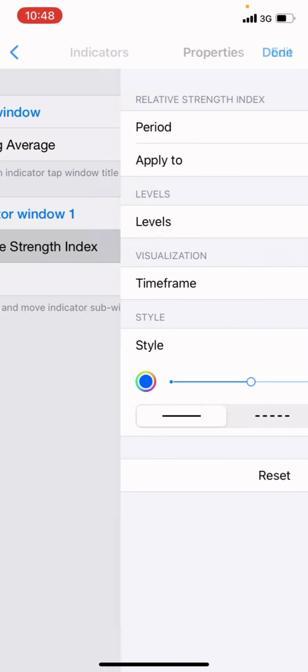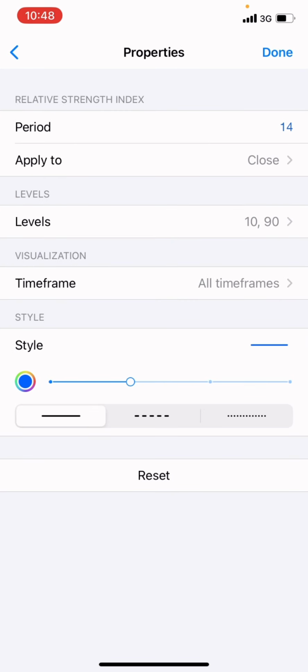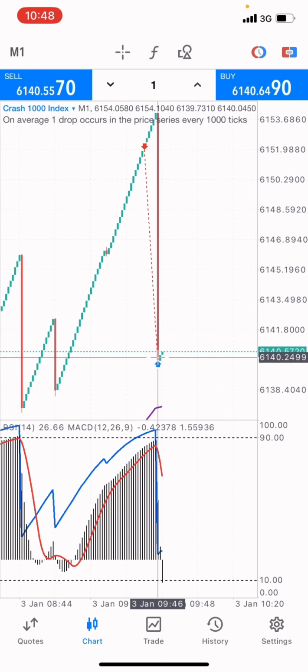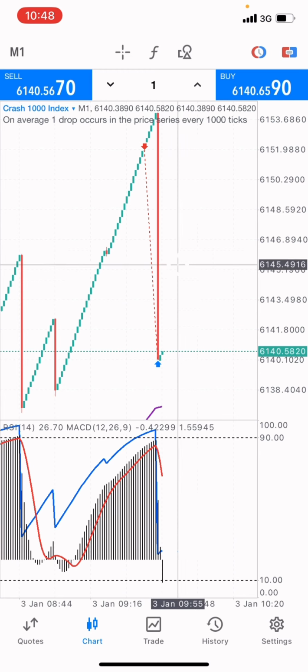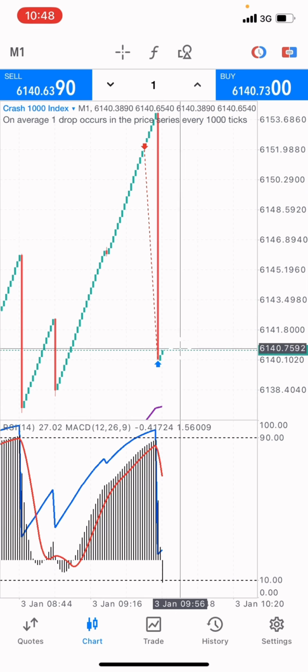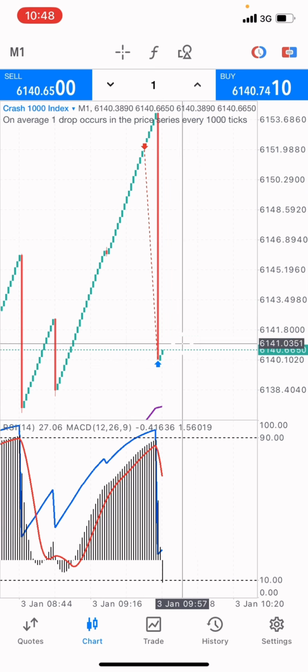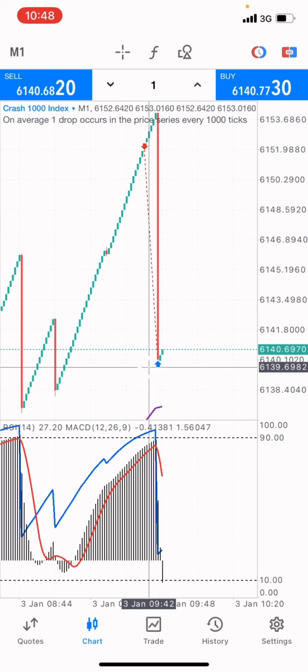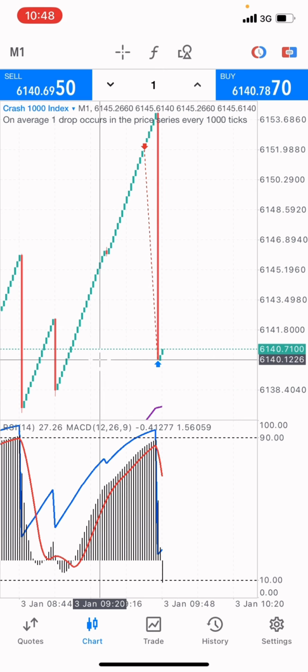Then for the RSI, the period is 14, applied to close. The levels are 10 and 90, while the pixel is on 2, with the straight line right there. Pretty much it. Right, so when a market has spiked like this, you don't want to enter the next market as a buy. Why? Because the market might spike again. Take a look at this. It is a very huge profit which I just made from this market.